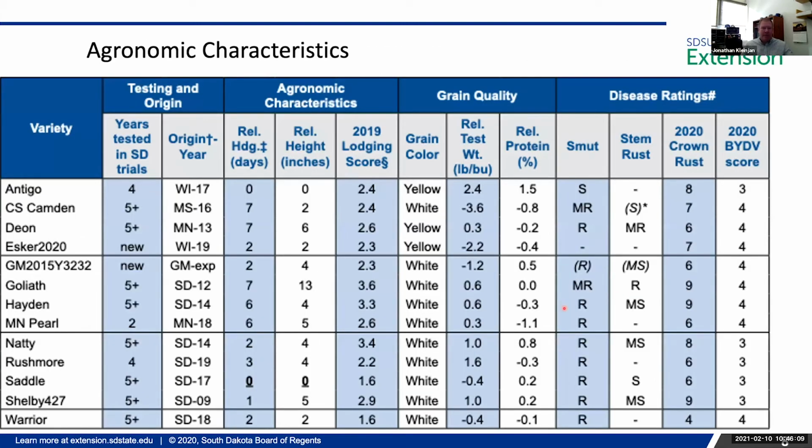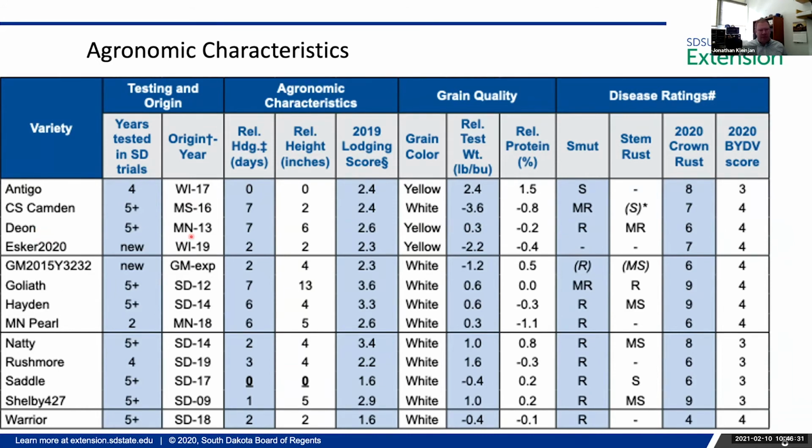Okay, this is a little bit blurry, I guess, when I blow it all the way up. But if you go into that regional summary file, the first table shows agronomic characteristics, testing and origin, grain quality, and disease rating. Let's just look at this quickly. Over here on the left, we have the list of the varieties. So let's just talk about Dion here.